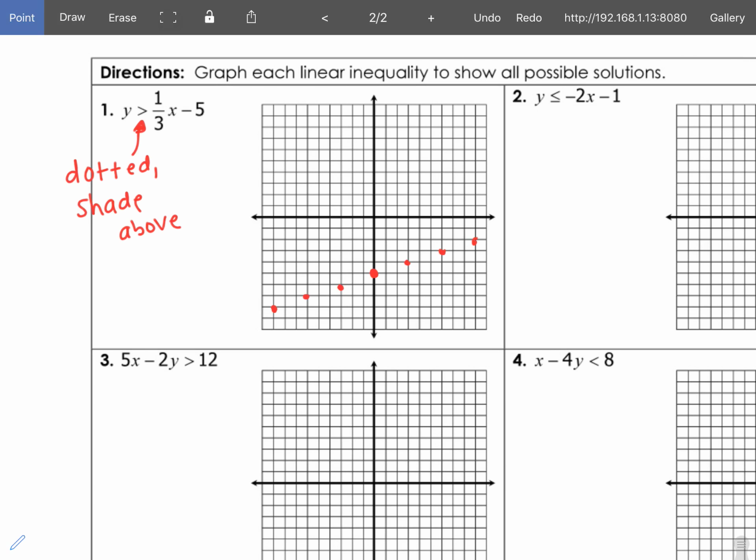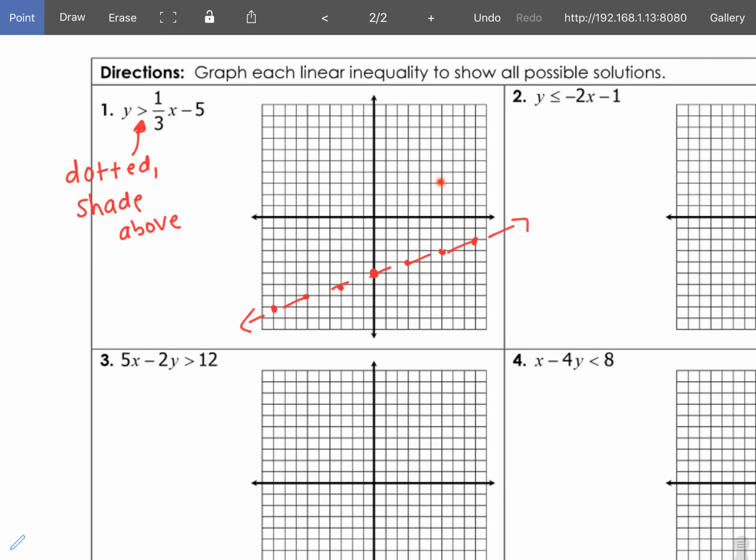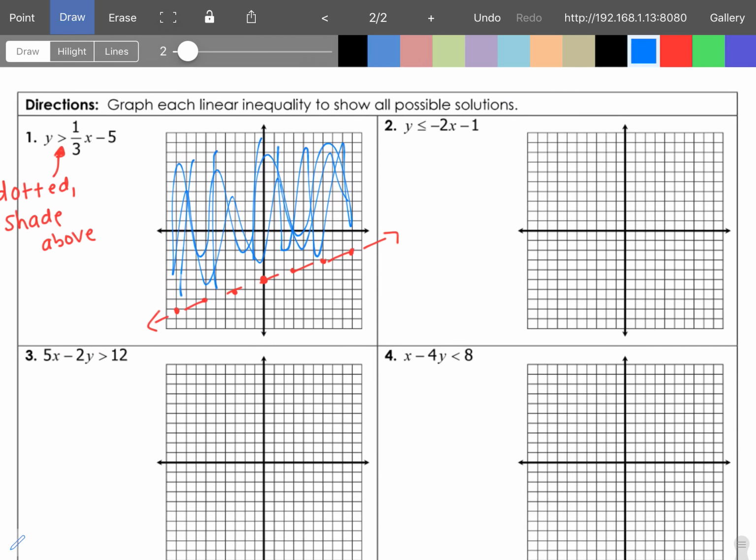We have to do a dotted line. So it has to be dotted like this. A dashed is probably a better name for it. And you're going to shade above. So which way is shading above? Well, anything up here is above the line, right? Anything down here is below the line. So I'm going to shade above. And that's all you have to do. Now on to the next one.